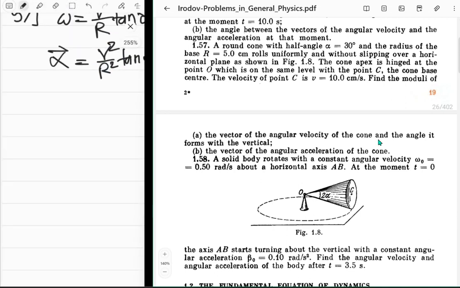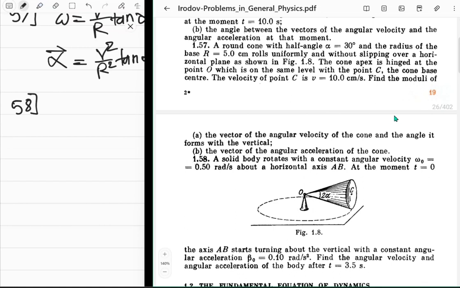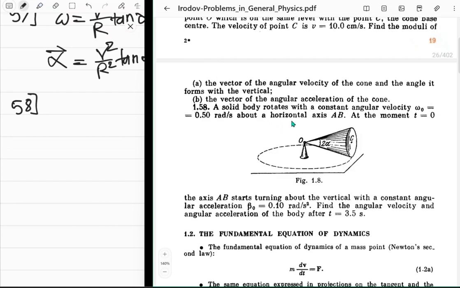Okay, let's go to the 58th. A solid body rotates with constant angular velocity omega naught equal to 0.5 around a horizontal axis AB. At the moment t equal to 0, the axis AB starts turning about the vertical with constant angular acceleration beta naught. It's constant angular velocity about the horizontal axis. Okay, horizontal axis AB. Solid body, maybe like a disc or something.